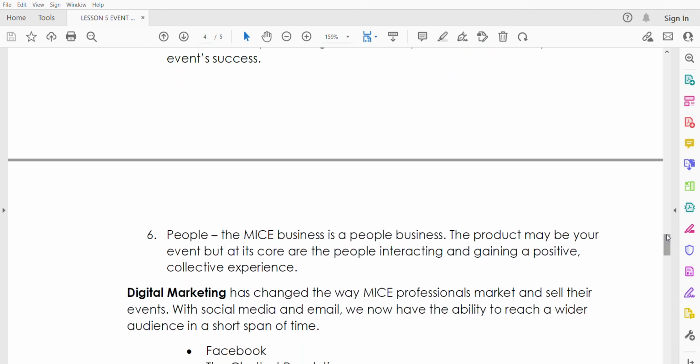And of course, people. So, the MICE business is a people business. The product may be your event, but at its core are the people interacting and gaining a positive collective experience, whether it's your staff or your participants. So, you still have to give importance to these specific people. So, clients will stay with you for a long time, and new clients will seek you out if you have good event marketing and if they are satisfied with the event that you have just hosted or organized.